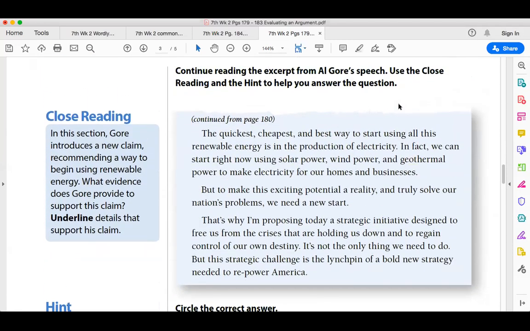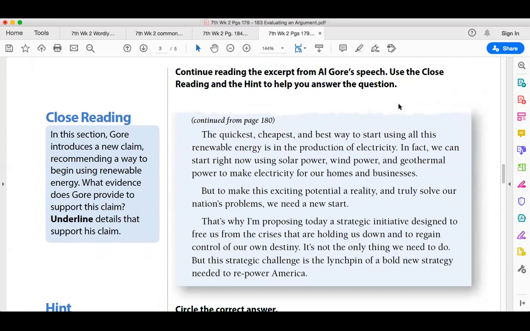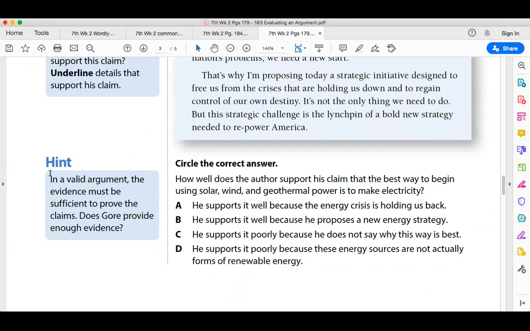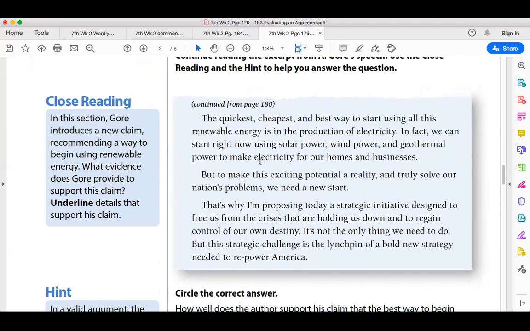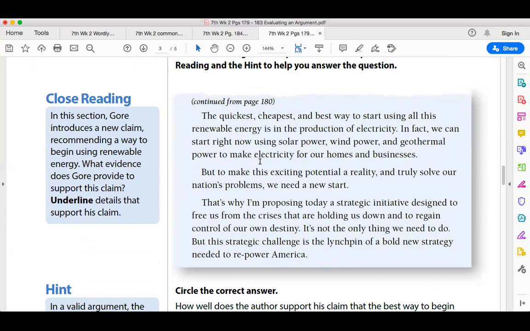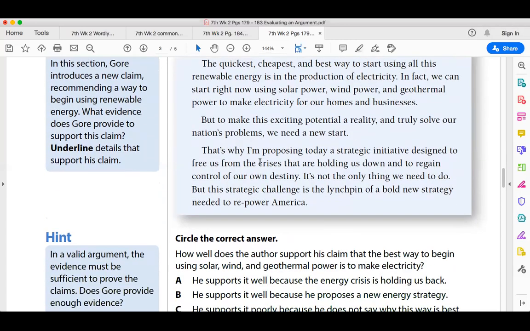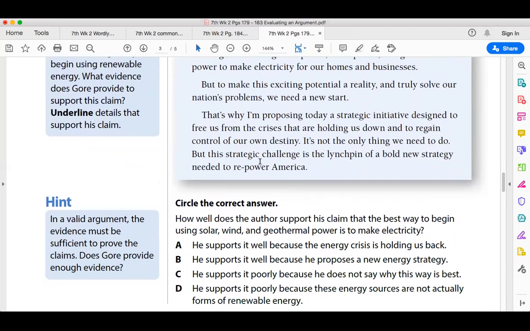And we're still dealing with Al Gore and his speech. Now, with this page, we like to really look at the close reading and the hint, all right? Mainly this is a way to help you understand how these papers are written and help you figure out your answers. So the hint is going to remind us that an author must provide significant evidence in order for a claim to be supported adequately. So the claim focuses on evidence that supports the claim. The hint reminds us that we have to see what the author provides.